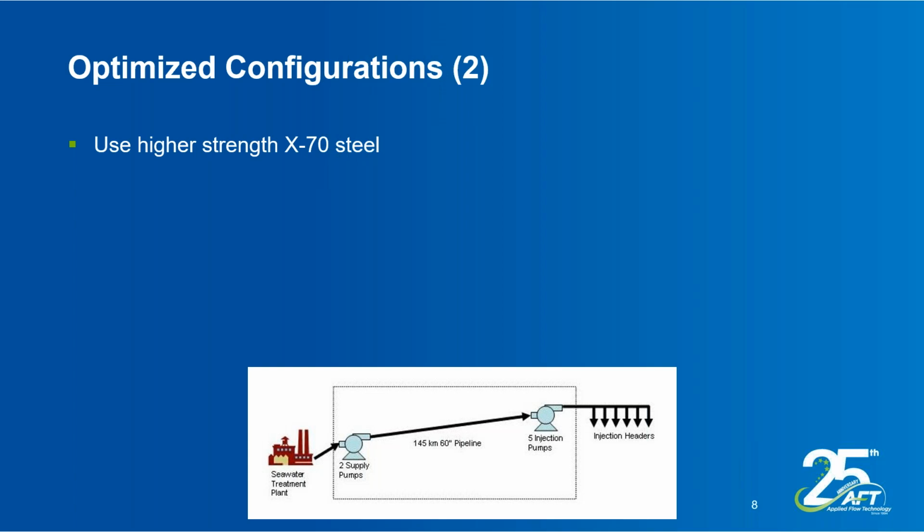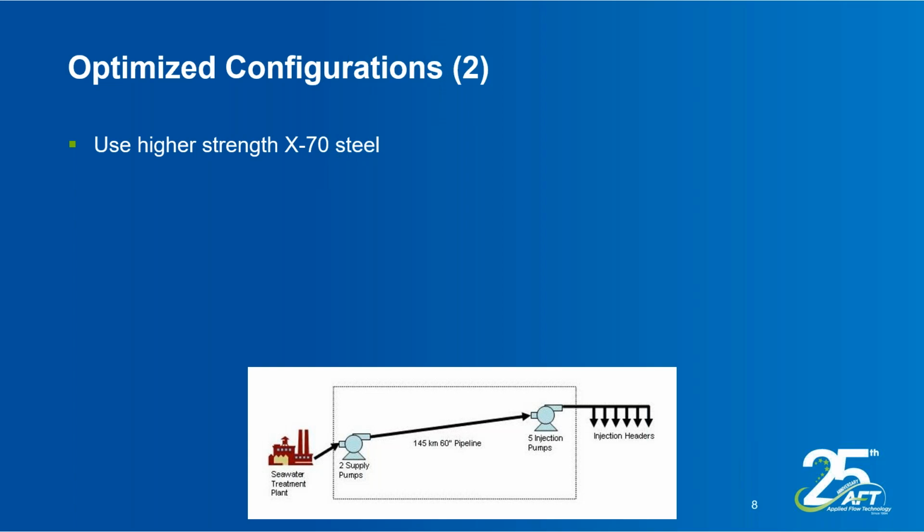I meant to say yield stress. So they picked a higher strength of steel. The reason why is because they were trying to balance using a smaller diameter pipeline with maybe a smaller wall thickness, which could withstand higher pressures because it was a stronger grade of steel.